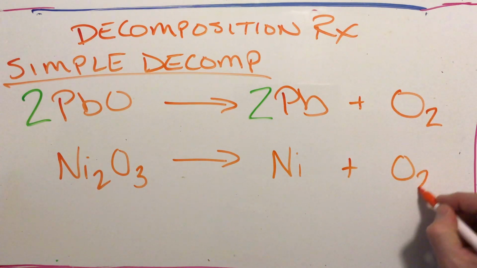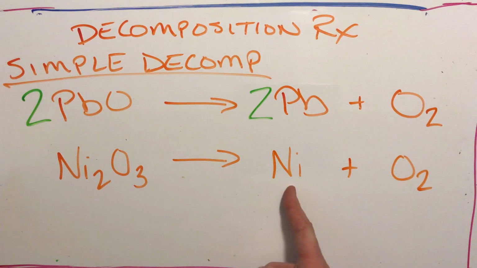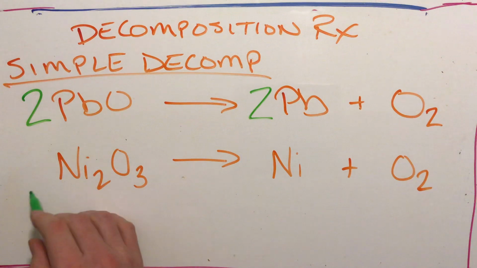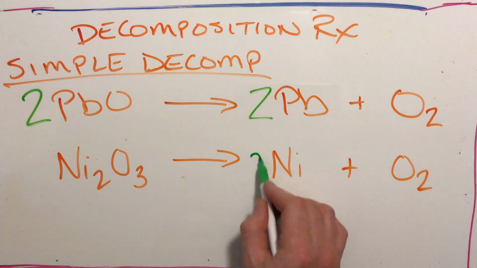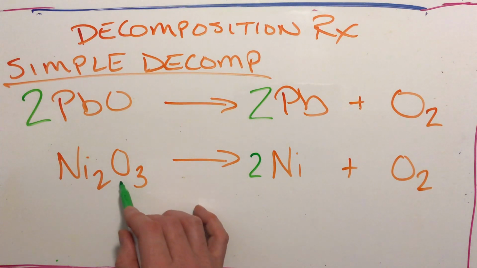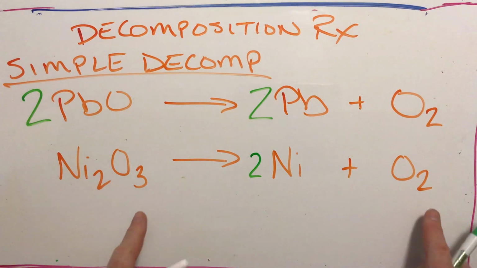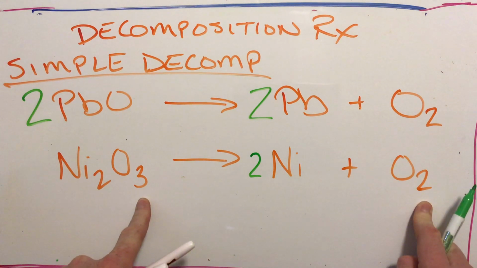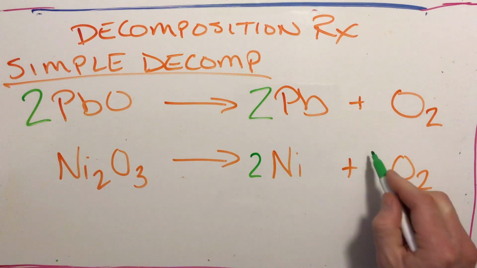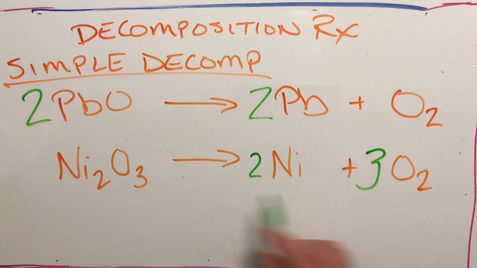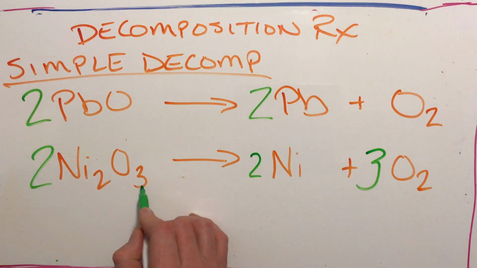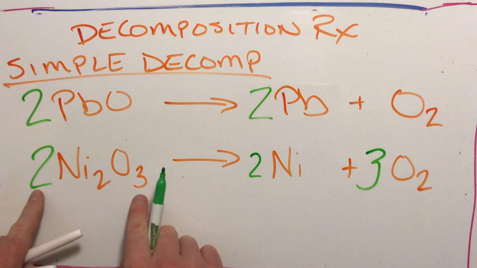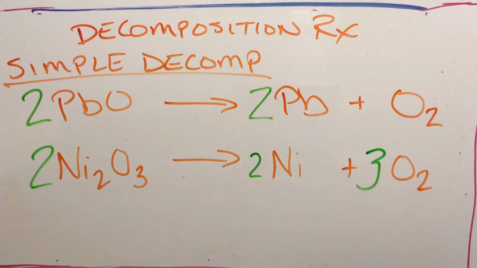Nickel, oxygen gas. Any metal by itself is by itself. Oxygen is a diatomic gas. So we look at this and we go, okay, at first we're thinking nickel, I've got 2. This should be a 2. Oxygen 3 and 2. There's that 3 and 2 we commonly see in chemistry. I've got to make 3s and 2s into 6s. That's the lowest common multiple. So 3 times 2 is 6, and 2 times 3 is 6.